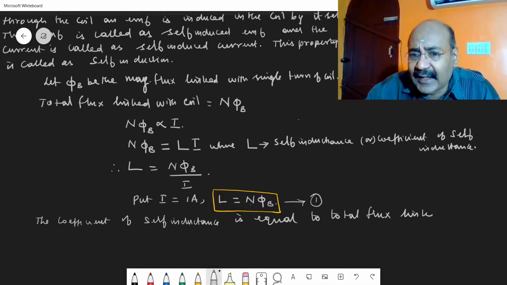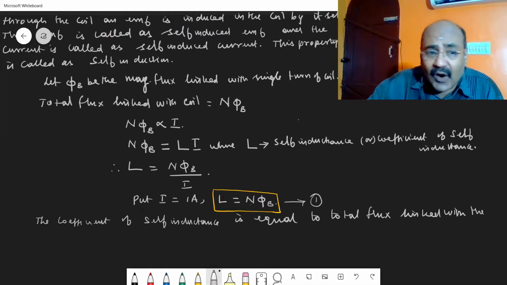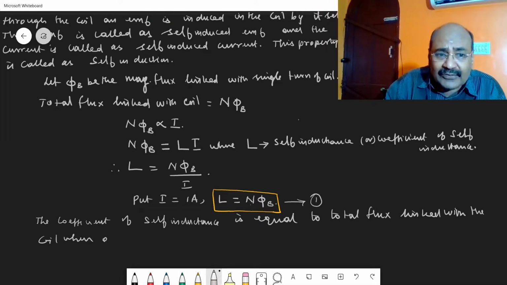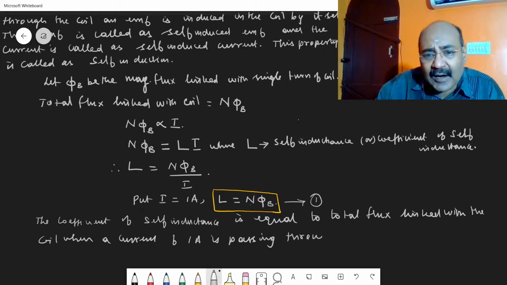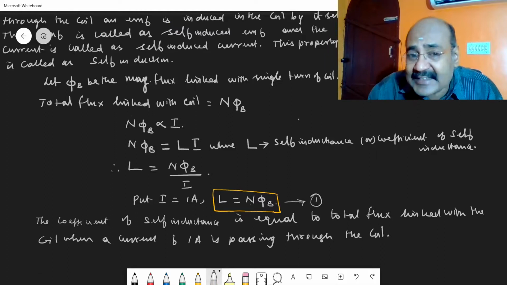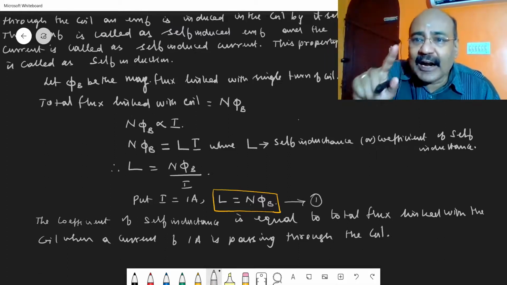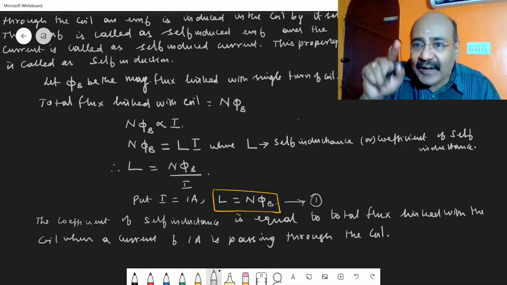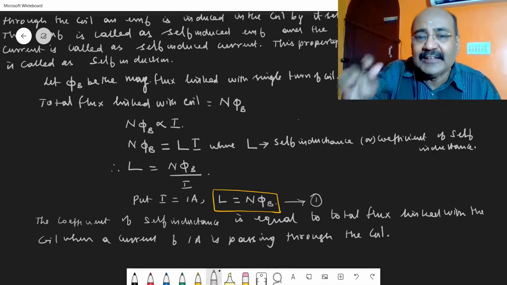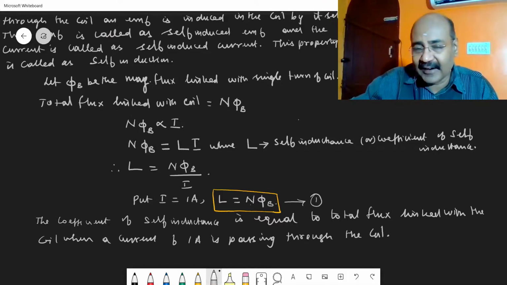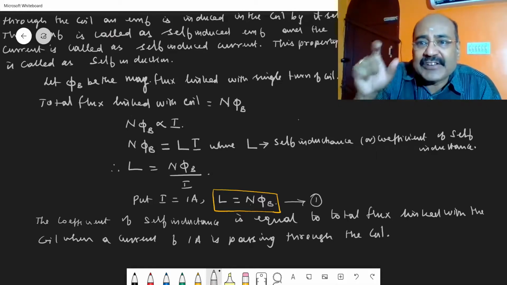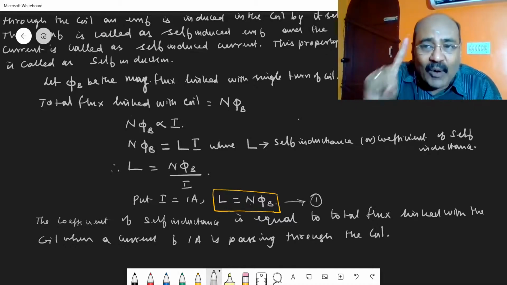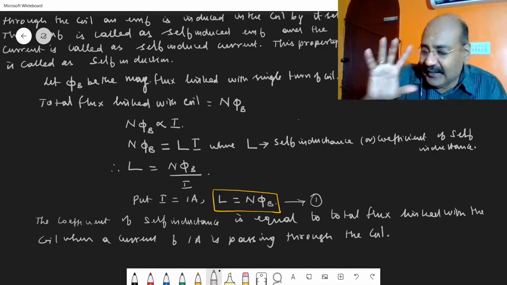Total flux linked with the coil when a current of 1 ampere is passing through it. Or I can say this in reverse manner: when a current of 1 ampere passes through the coil, the coefficient of self-inductance is equal to the total flux that is linked with the coil of wire. So the total flux linked with the coil of wire is equal to the coefficient of self-inductance when a current of 1 ampere is passing through it. This is one of the definitions.